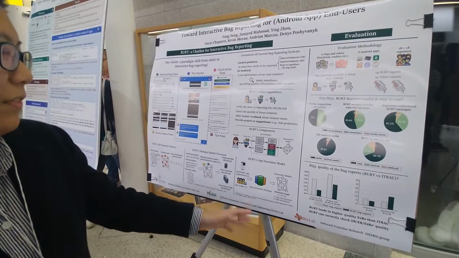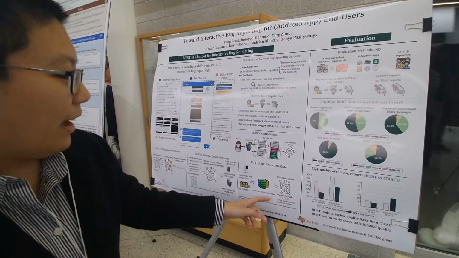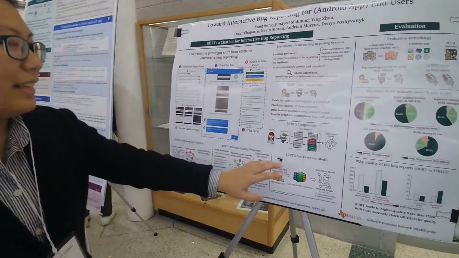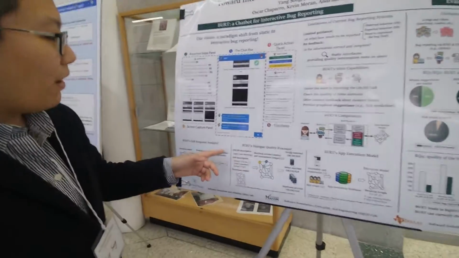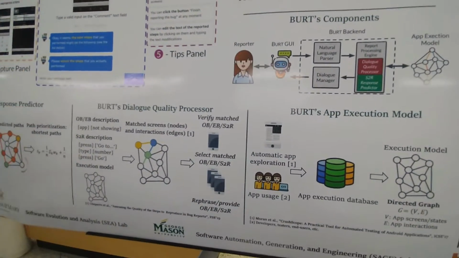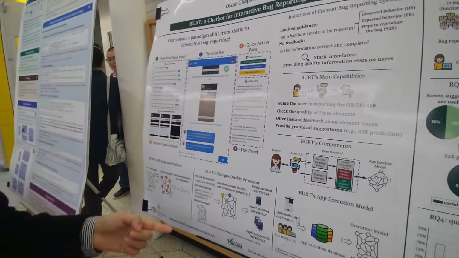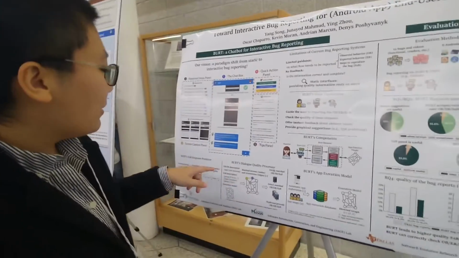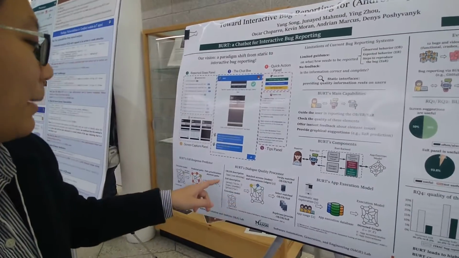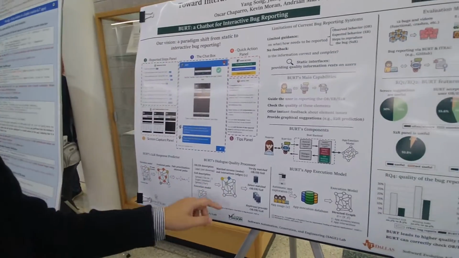We use this data to build the execution database, which we process to build the execution model, which is a directed graph. In this graph, the nodes are the screens from the application, and the edges are the interactions. After we get this execution model and the message from the user, BURT tries to match this information with the execution model. Essentially, BURT tries to match the OB and EB descriptions with the screens, which are the nodes in this graph, and match the steps to reproduce with the interactions, which are the edges in this graph.